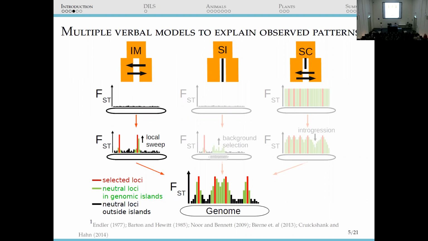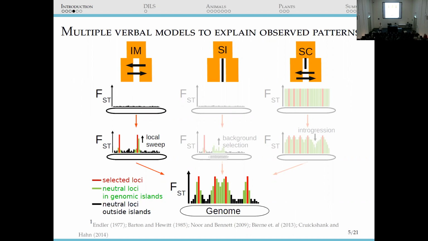We have a model of isolation with migration, with gene flow. Gene flow will maintain a very low level of differentiation throughout the chromosome. So under this model, the only way to find some peak of differentiation is to have some strong local adaptive processes. And if I want to explain everything by this model, this peak will necessarily be some selected loci.